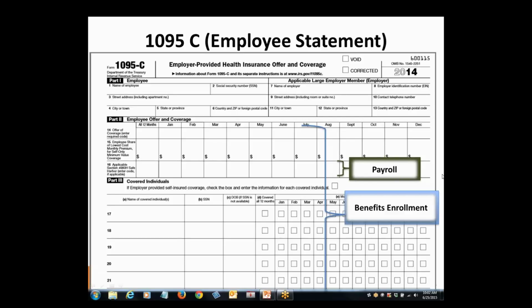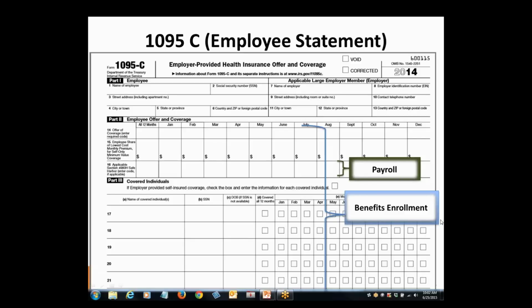And if you get audited, say an employee goes to the public exchange, enrolls in insurance, and gets a subsidy, and so the IRS comes back and looks for your information, that'd probably be a better question for the attorney, if you don't have a waiver, how you could combat that.